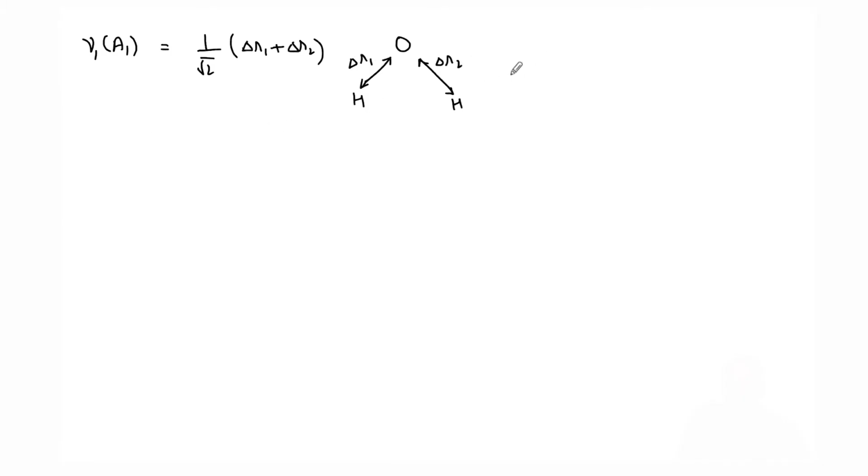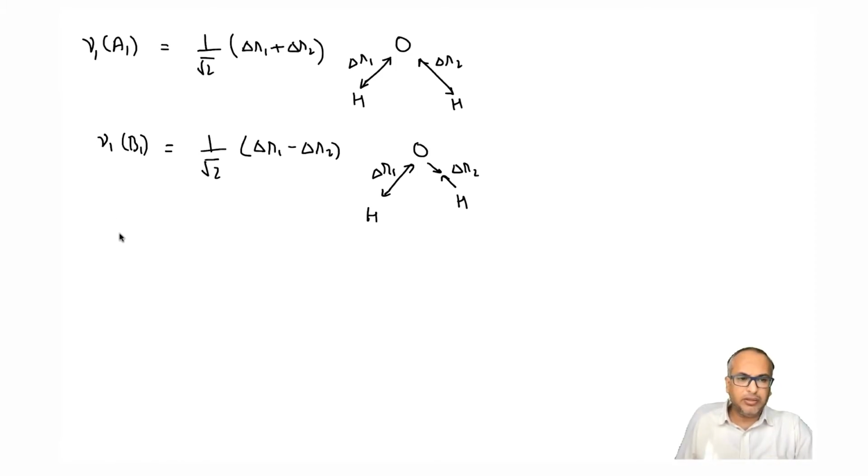Now similarly, if I want to write the second stretching mode, then this will be nu 1 B1, which will be equal to 1 over root 2 times delta R1 minus delta R2. And now I can say that one of the bonds is stretching and the other is compressing. This is my second vibrational mode. So similarly, we can visualize how it looks for the bending mode. So let's do it for the bending mode.